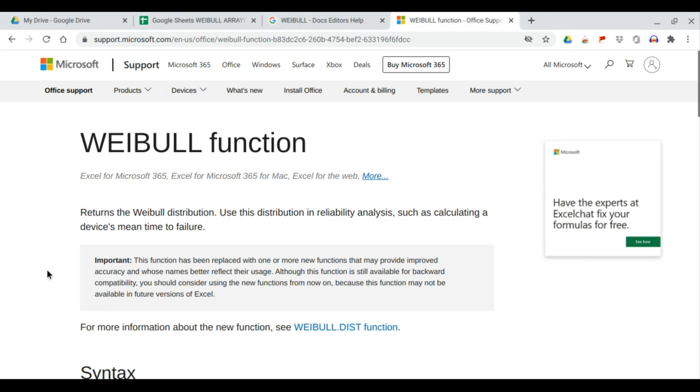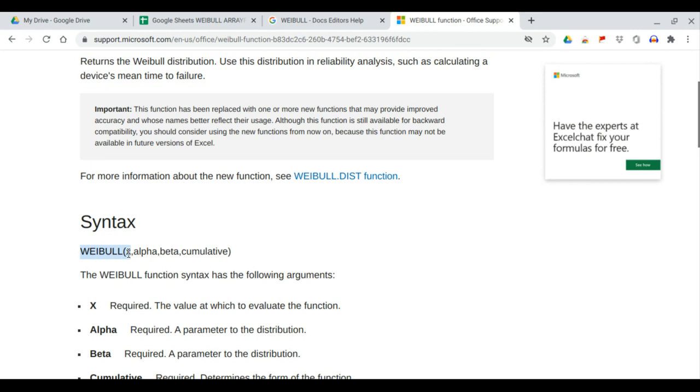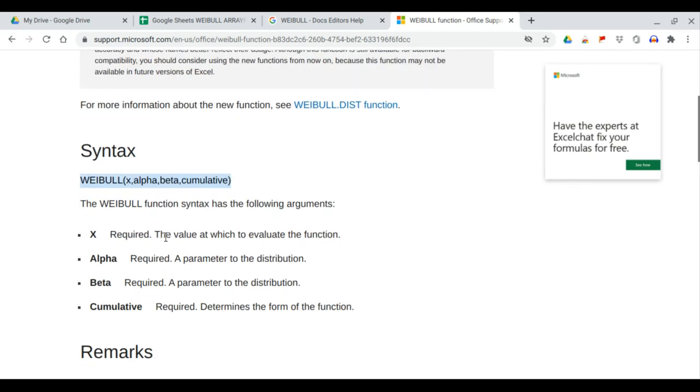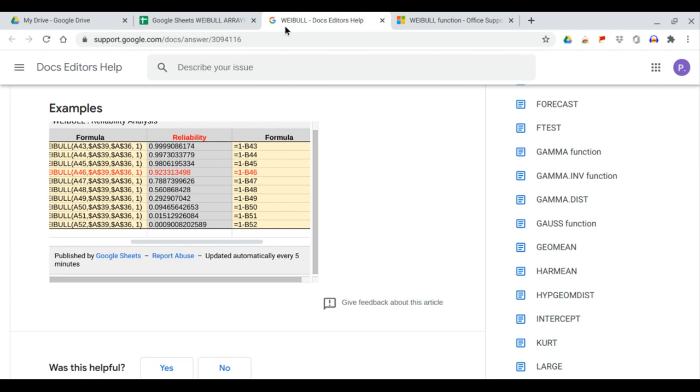The Weibull function. The Weibull function returns the Weibull distribution. We use this in reliability analysis, such as calculating a device's mean time to failure. The syntax is WEIBULL(x, alpha, beta, cumulative). X is the value at which to evaluate the function.